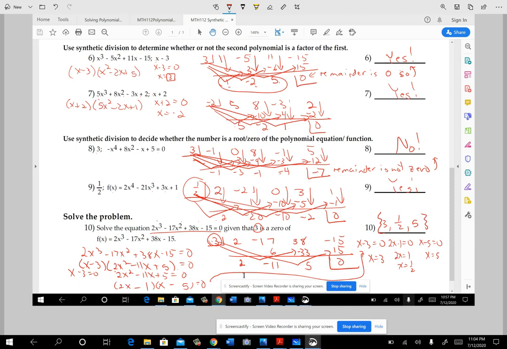Okay. And so synthetic division can do a lot of things. This is primarily what we're going to use it for, these last 3 questions.